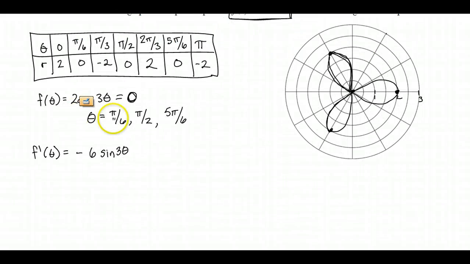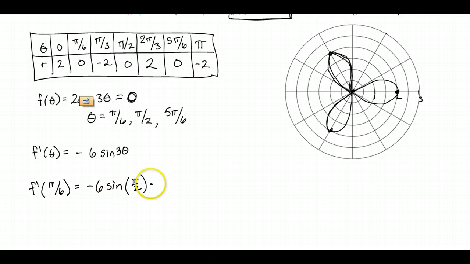Well, now when I plug in these 3 values into my derivative, I want to evaluate what is my derivative at pi over 6. Well, that gives me negative 6 times sine. 3 pi over 6 will give me pi over 2. Sine of pi over 2 is 1 times 6 is equal to negative 6. That does not equal 0. Therefore, theta equals my original angle here, pi over 6, is a tangent at the pole.